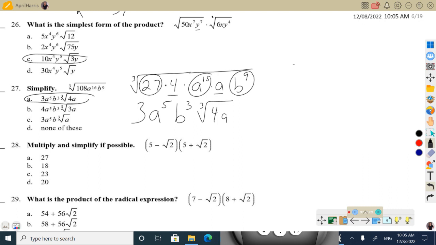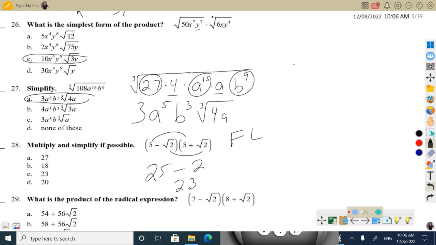All right. Why do you only have to FOIL on number 28? Now, be careful. What's the word? Conjugates. As a noun, it's conjugates. All right. So one's a minus, one's a plus. So you can just FOIL. First times first, last times last. So 5 times 5 is 25. A negative times a positive is a negative. Square root of 2 times square root of 2 is 2.